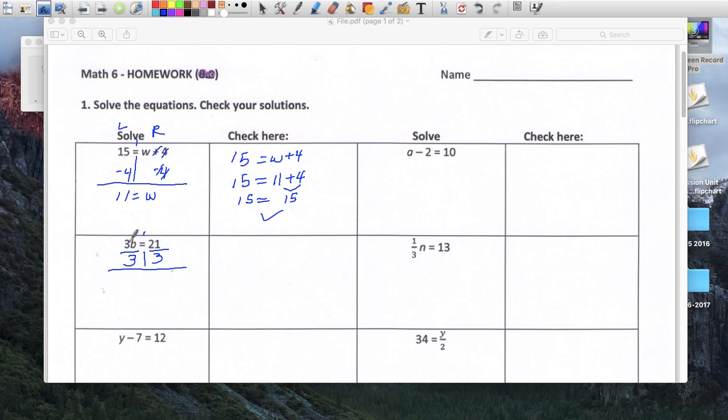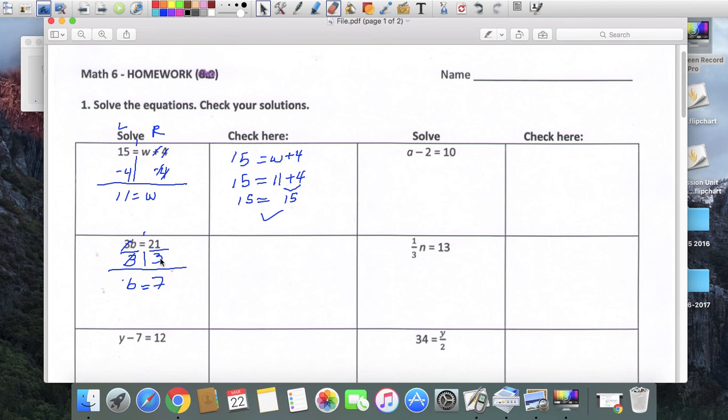On this side, this 3 says 3 divided by 3. It's not equal to 0, but equals 1. So in essence, I actually get 1b. And on this side, 21 divided by 3 is 7. So 1b equals 7. As we know, it's kind of redundant to write 1b, so I'm going to remove that 1. So 3b divided by 3, the 3 is equal to 1, leaving me with only b, or 1b. And on the other side, 21 divided by 3 equals 7.